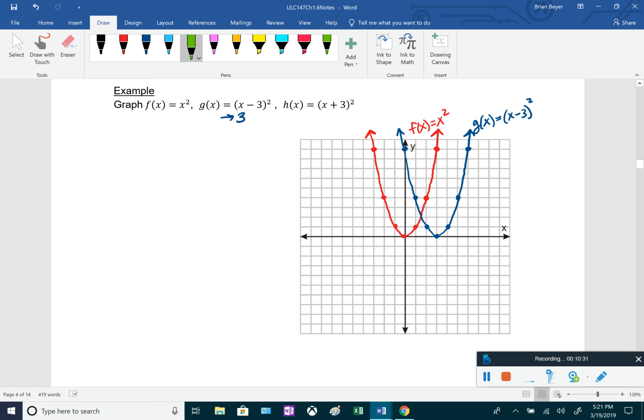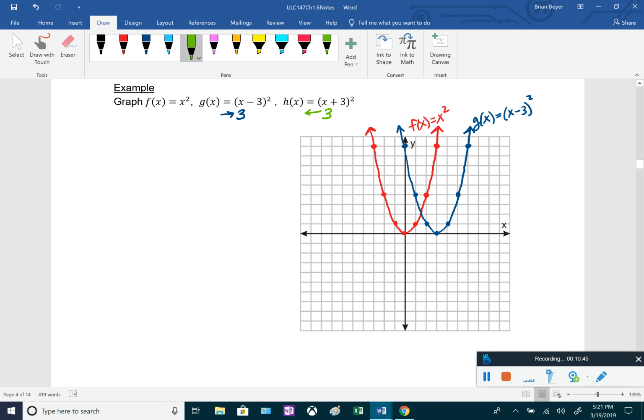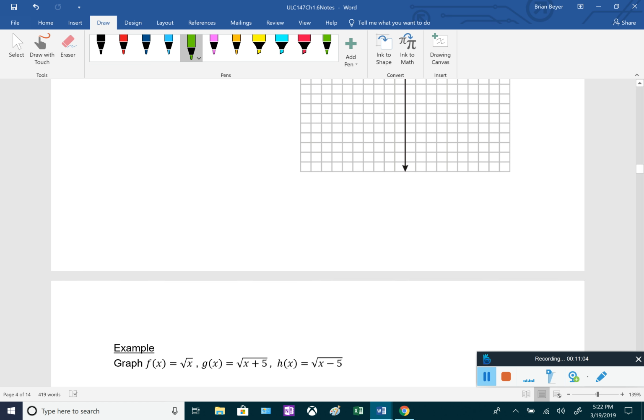And then next for h of x, (x plus 3) squared. Once again, it's on the x value, so we know it's going to be a horizontal shift. It's plus 3, so that means it is to the left 3 units. So starting with f of x, moving it to the left 3. Every single point that we plotted gets moved to the left 3 units. And we will end up with that green curve on the left. So a lot of overlapping here, but hopefully the colors help a little bit. Okay, so that is for that example.